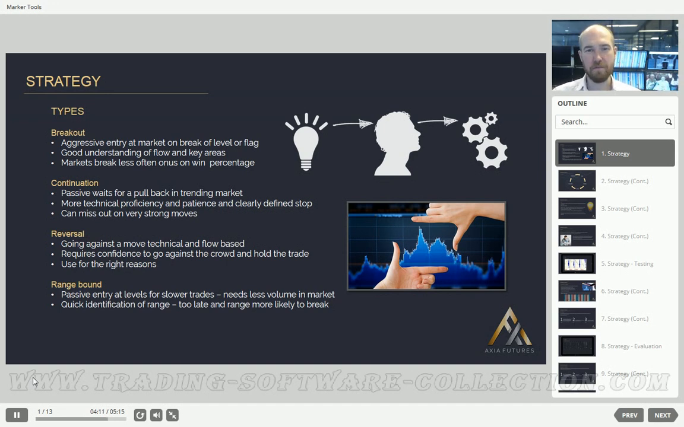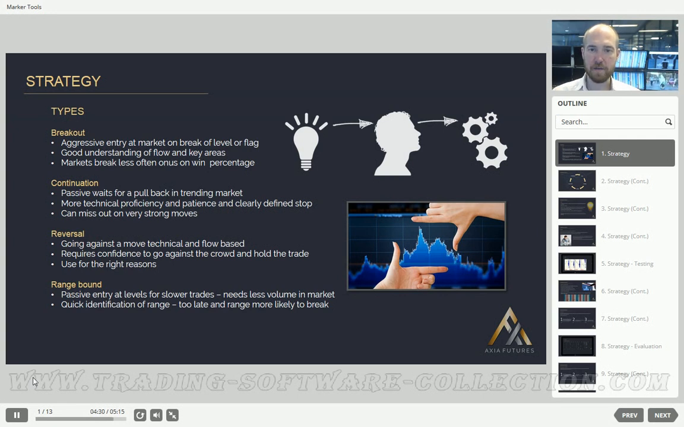So make sure you're using it for the right reasons. And this is where building a clear strategy will help with that. And finally, you've got range band trade. This is when you've got a much slower type market. Think of the balanced days when we were talking about market profile. That's where you want to implement these type of trades.